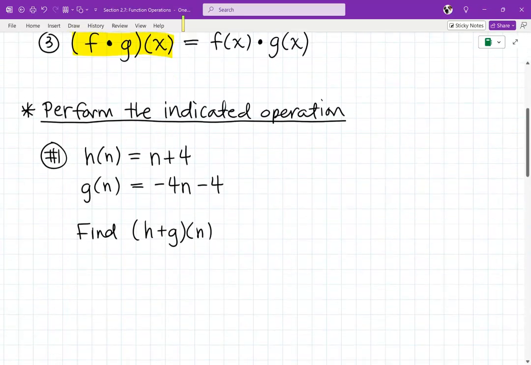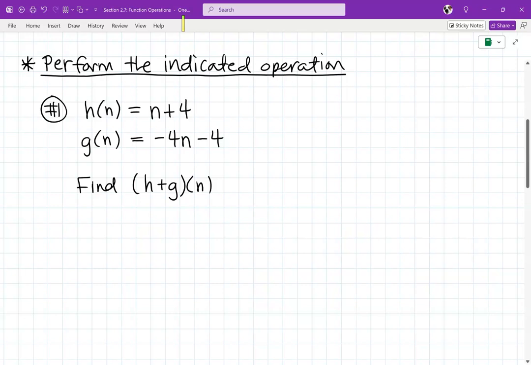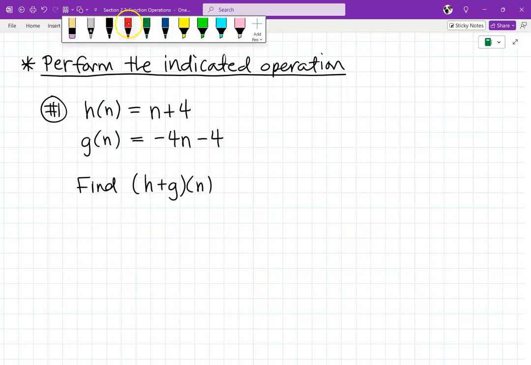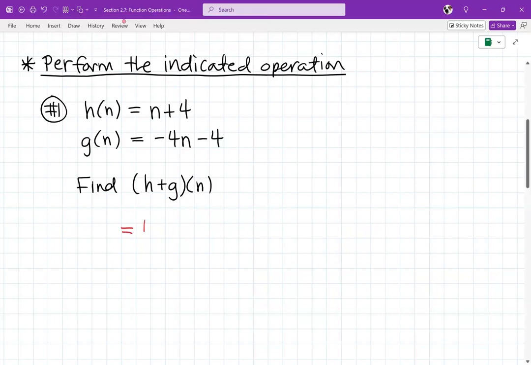So let me show you what this looks like. We only got 4 examples, okay? So example number 1 says h of n is n plus 4, g of n is negative 4n minus 4. Find h plus g of n. Okay, so they want us to find h plus g of n. Now, h plus g of n basically means we're going to get h of n and we're going to add g of n. So that's what I'm going to do. I'm going to rewrite it just so that we know that this is what I'm supposed to be doing.